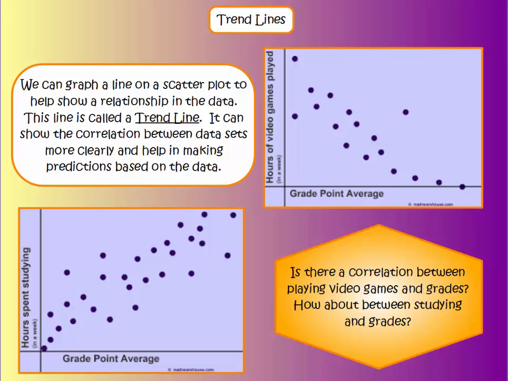So let's take a look at this one here on the right hand side, top right. The hours of video games played in a week. It's hard to see that. And then it has the grade point average. So let's see what kind of correlation is going on here. It looks to me like this is a negative correlation because this data is going from left to right. It tends to be going down. So negative correlation.